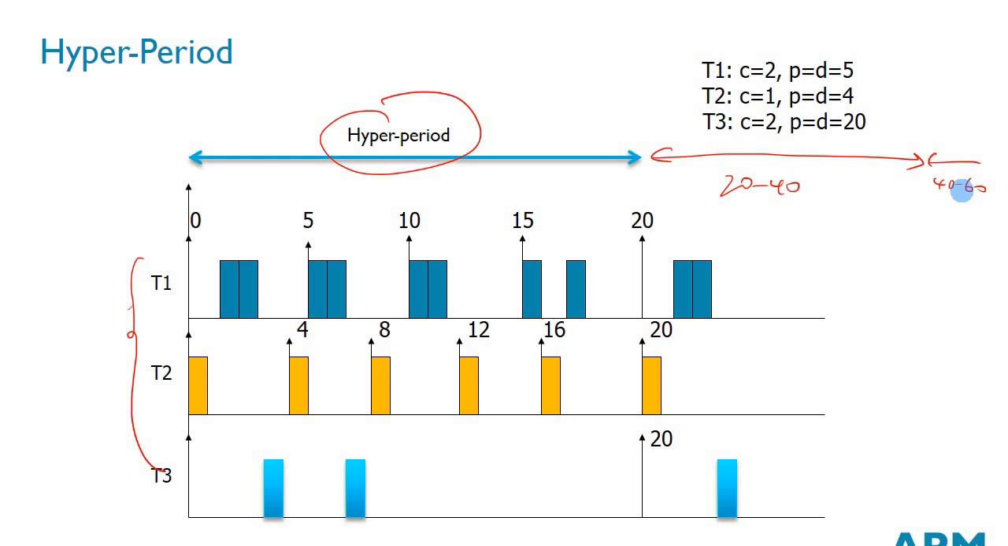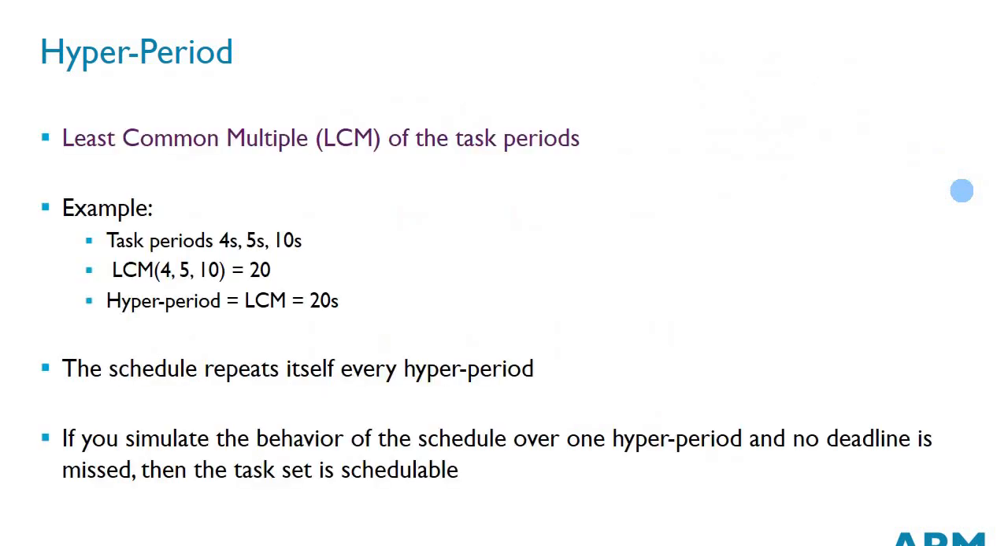So once you are able to look at a hyper period of a task schedule analysis, you can say for sure that this is exactly how it will repeat itself again and again for every hyper period. And how do you calculate this hyper period? You look at the least common multiple of the task periods. In this case we have task periods of 4, 5 and 10. So the least common multiple is 20. The schedule repeats itself every hyperperiod.